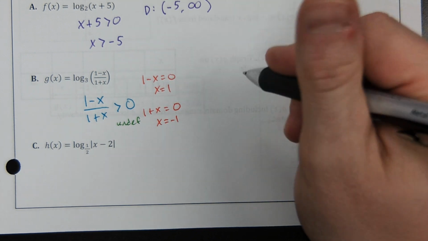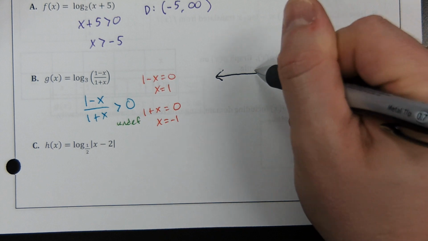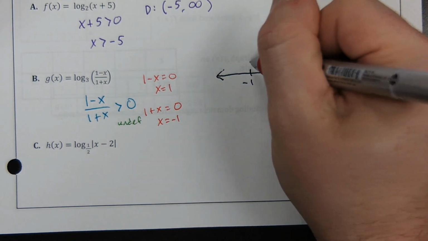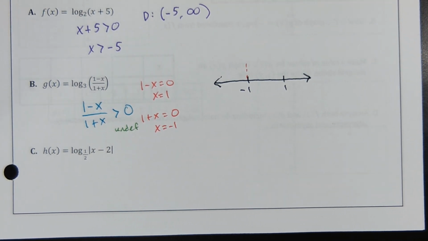The only reason why I'm writing it like that is because on our sign diagrams, technically your discontinuities are supposed to have these little asymptotic lines above it. That way you know that's literally a place where your graph doesn't exist.